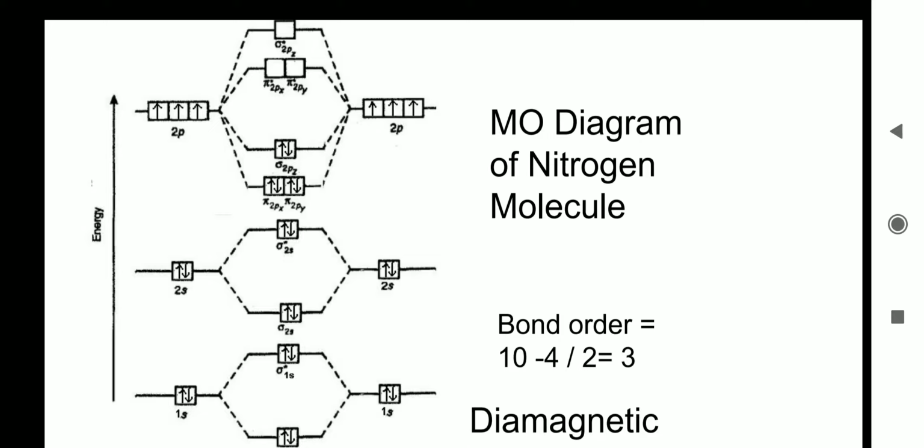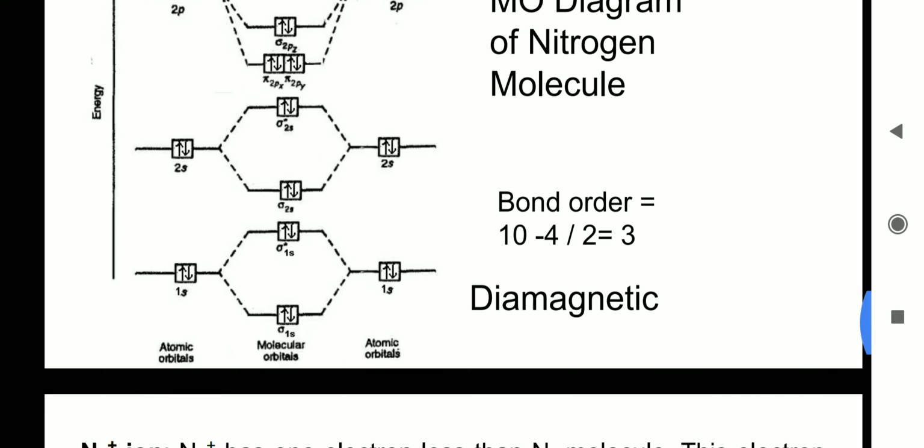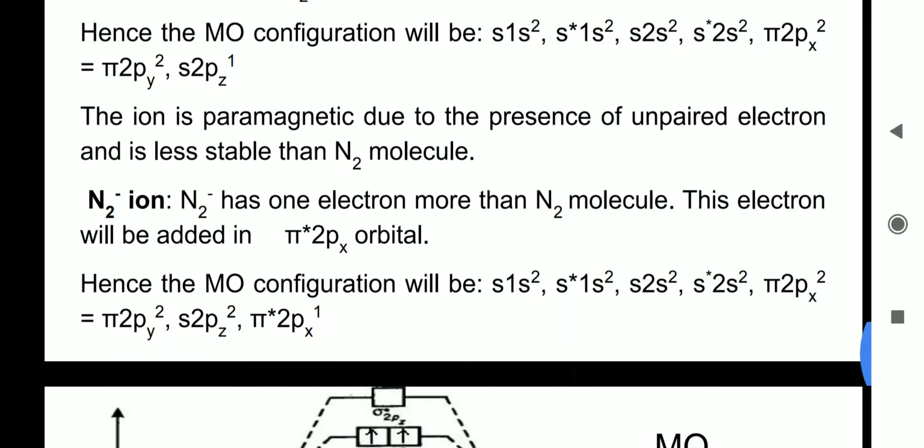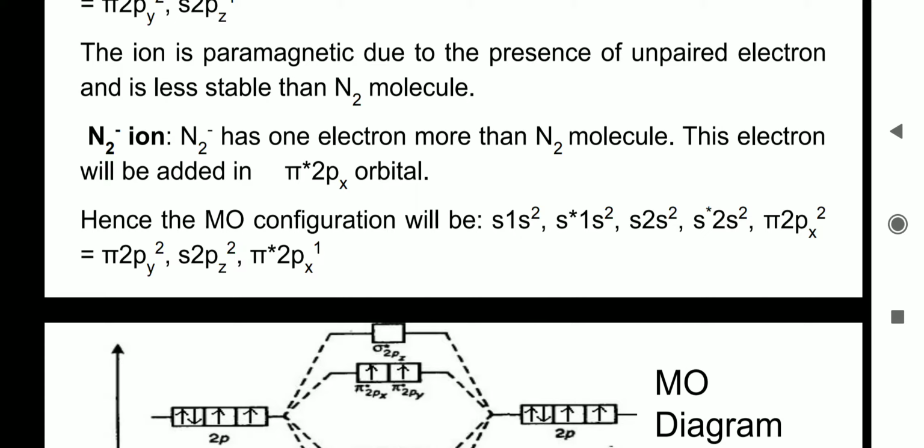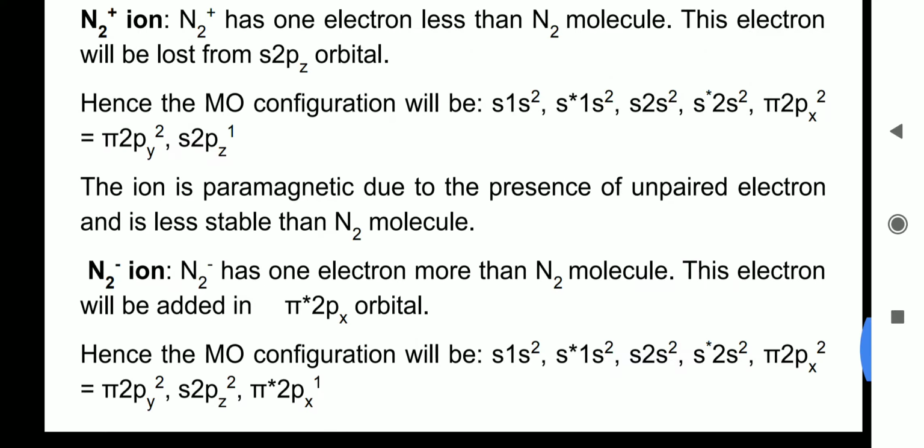So here we are having three vacant orbitals. The sigma star 2pz orbital is having higher energy, and pi 2px, pi 2py are having the same energy. So the 15th electron will enter in the pi star 2px orbital, and on the same lines we will be writing the molecular orbital configuration of this ion, and we will be calculating the bond order and magnetic behavior.